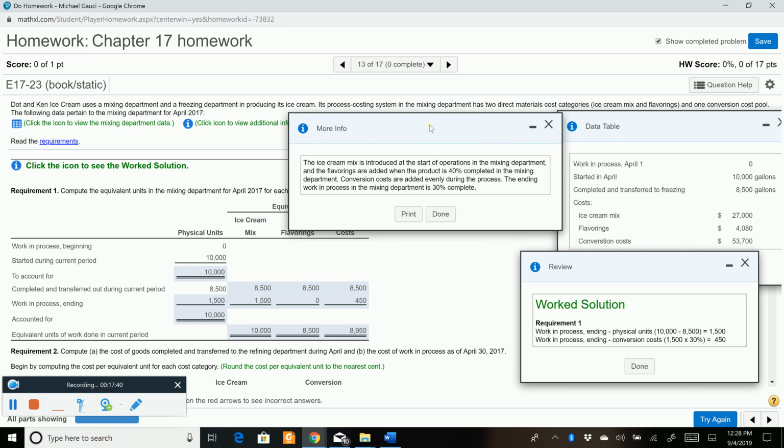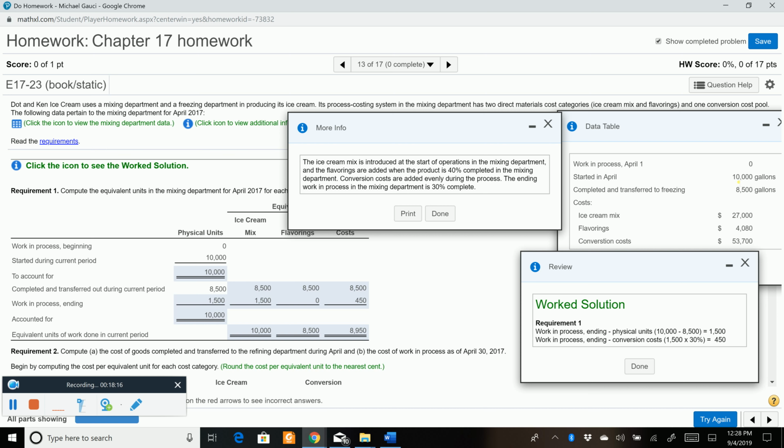Okay, let me see. What we have here is that we are starting with 0 beginning WIP, but we started a lot during the period, and we have some ending WIP. So work in process at April 1st was 0, so we'll bring that over here, 0 physical units. Started in April, 10,000 gallons of ice cream. So we need to account for 10,000 gallons of ice cream: 0 in the beginning WIP and 10,000 started.